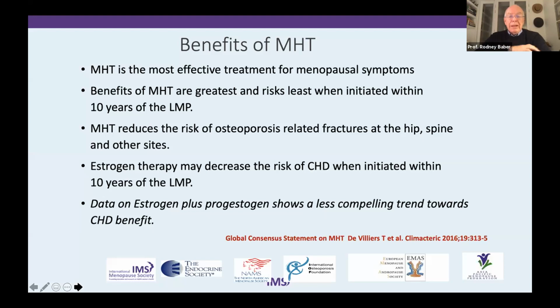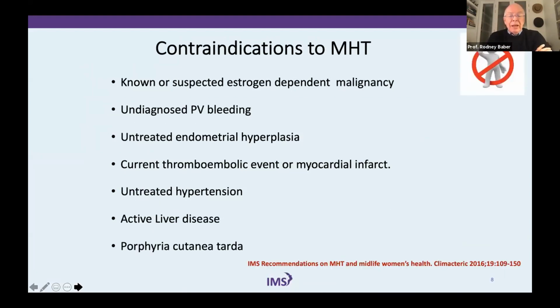There are, of course, some contraindications to MHT. They include a known or suspected estrogen-dependent malignancy, undiagnosed PV bleeding, untreated endometrial hyperplasia, any current thromboembolic event or myocardial infarction, and acute disease, really, acute hypertension, active liver disease, and porphyria cutanea tarda.